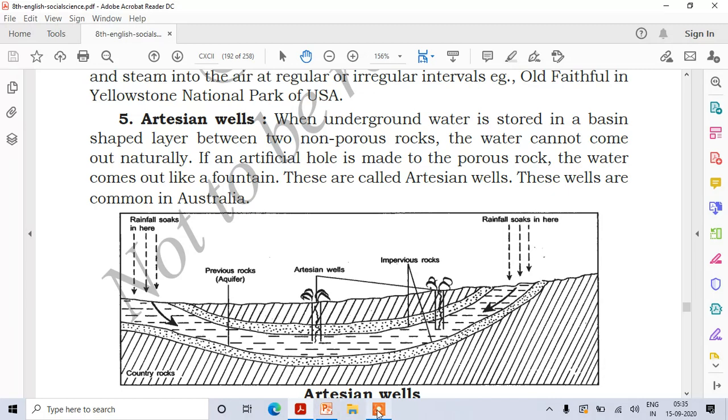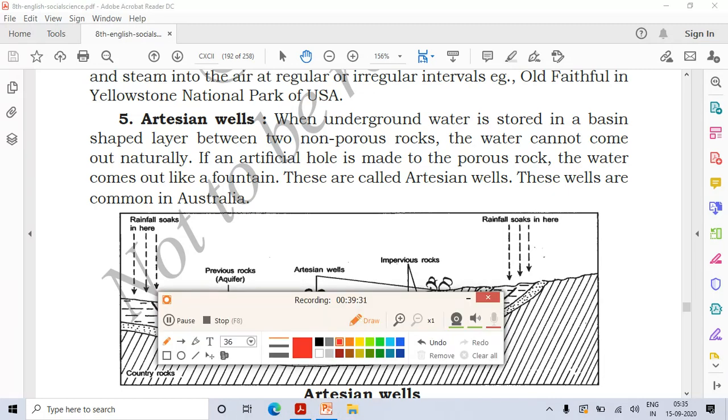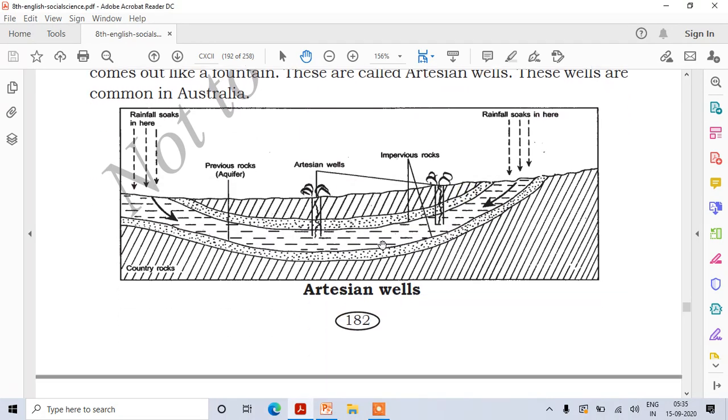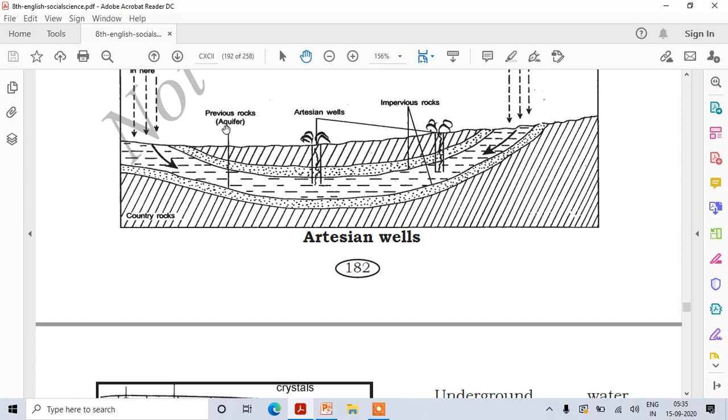So how will it look? Suppose we have two non-porous rocks. In between, some water is collected, and in this we have some porous rock. If someone makes a hole artificially in the porous rock, then water will come out, like a fountain. This is called an artesian well, and it is most common in Australia. You can see in this diagram, this is the aquifer, this is the artesian well. You can see how the water is coming out. This is also impervious rock.